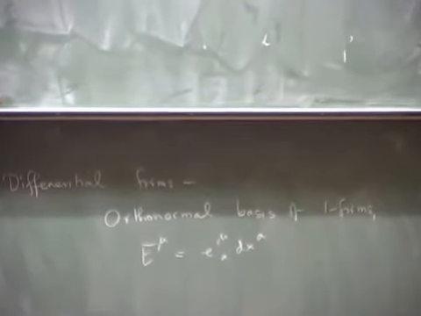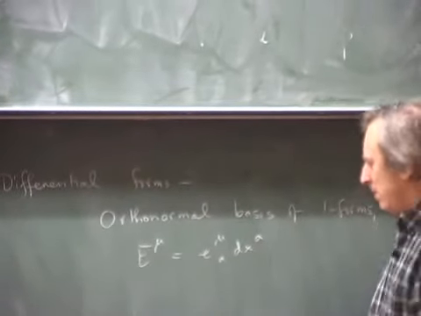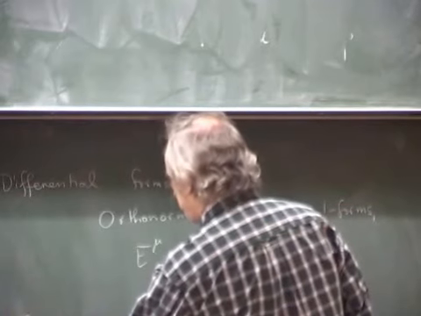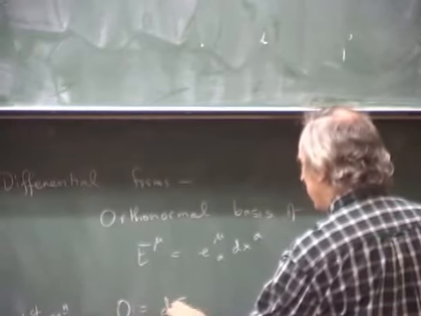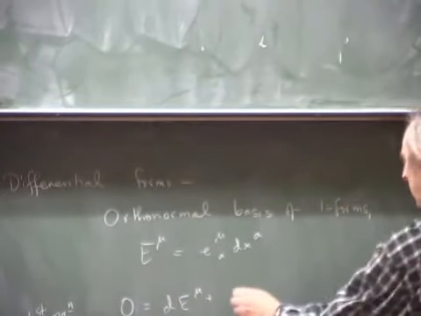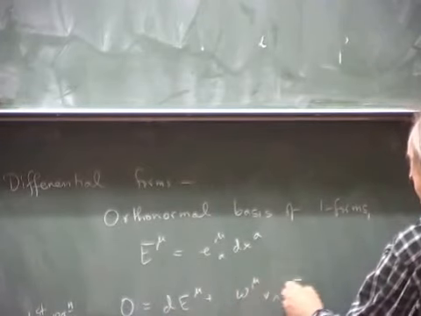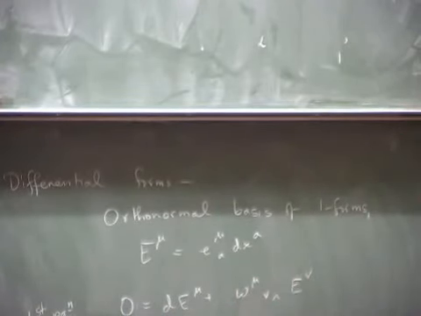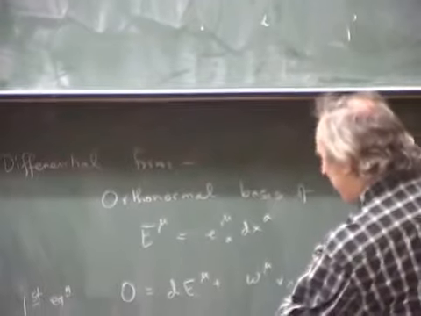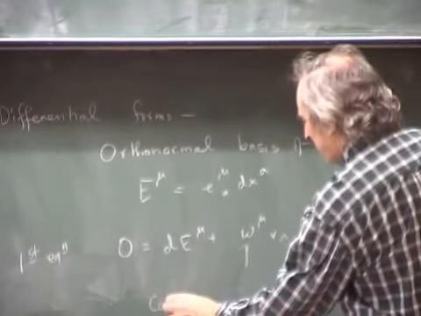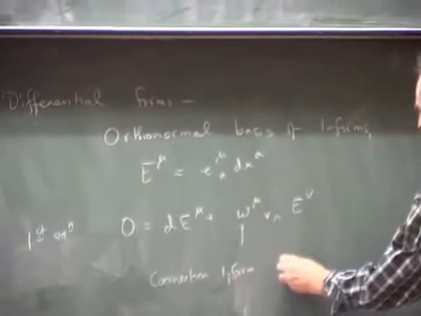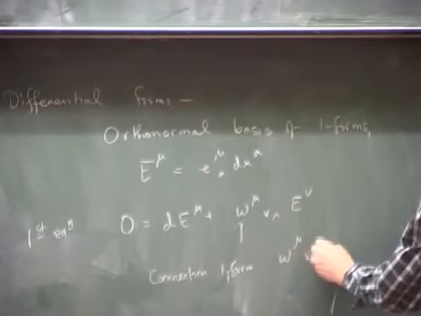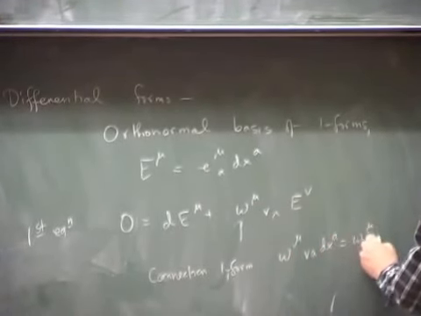You probably then decided that Cartan's first equation was 0 is equal to dE^μ plus ω^μ_ν wedge E^ν. Is that true? If you have done that, then this you call the connection 1 form, and it's related to the spin connection by ω^μ_ν a dx^a is ω^μ_ν.